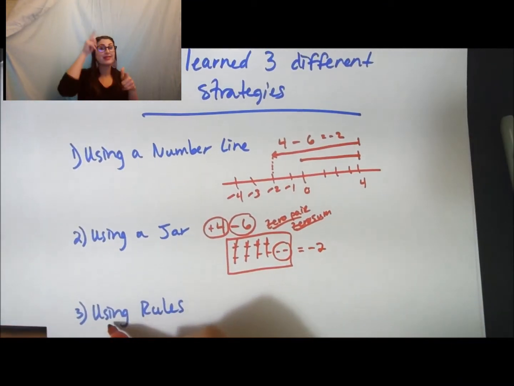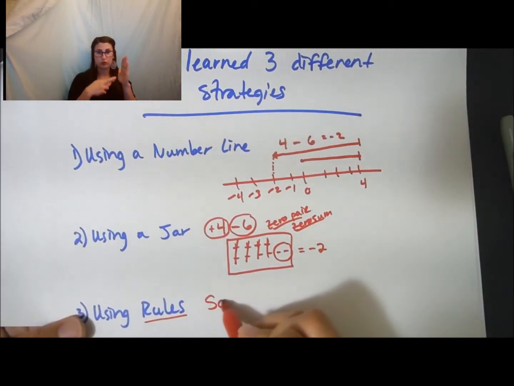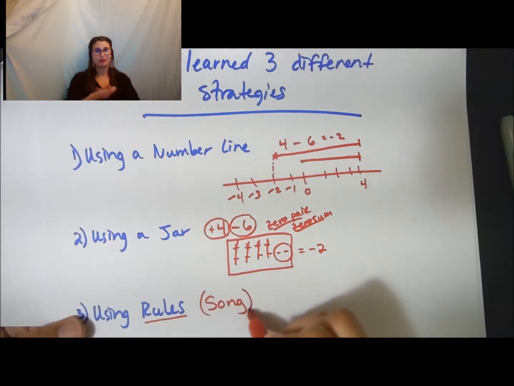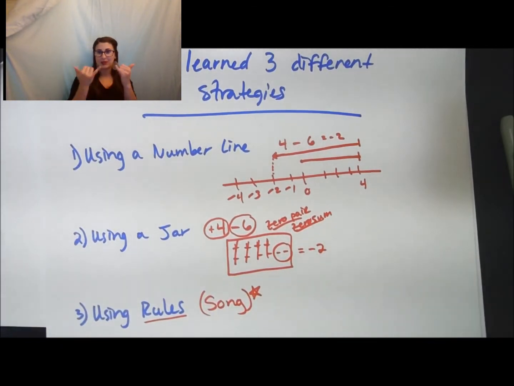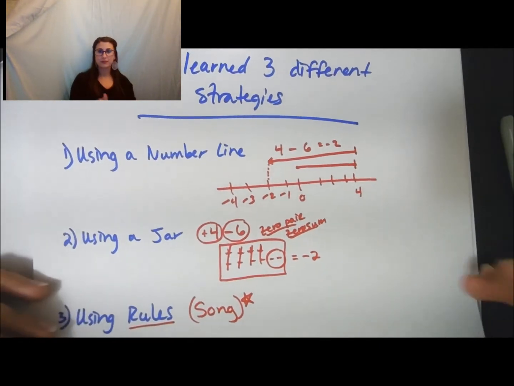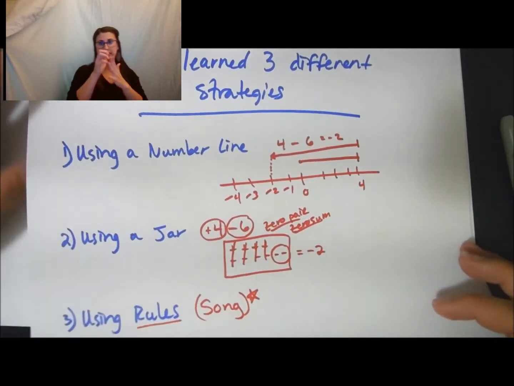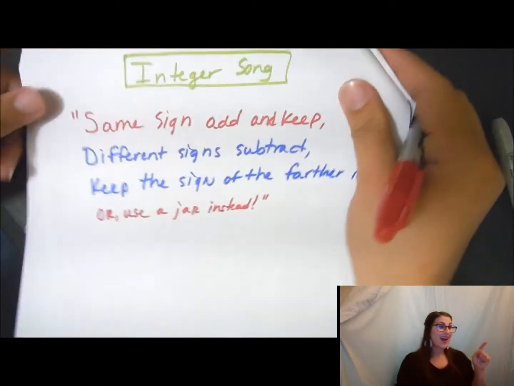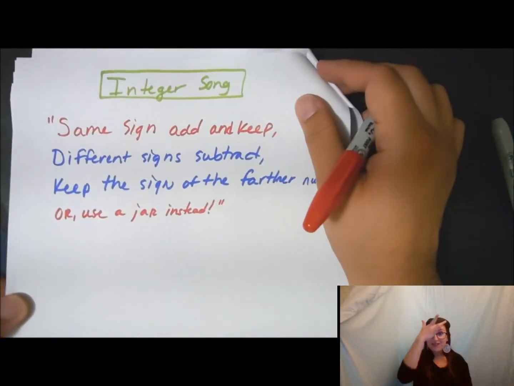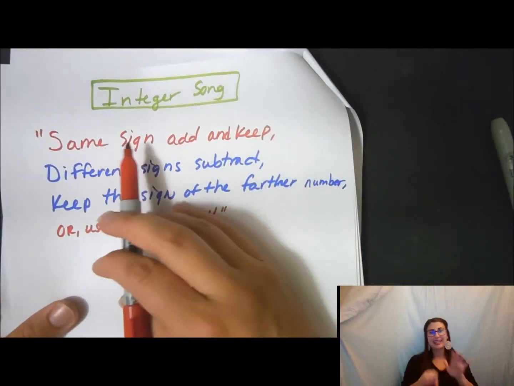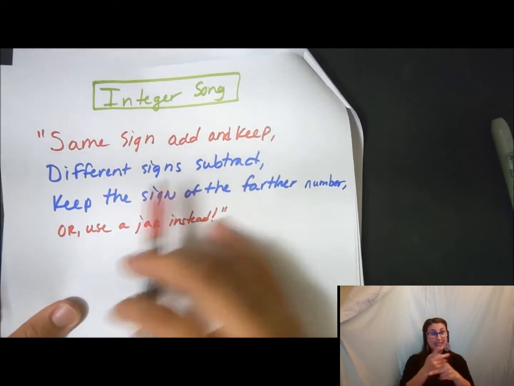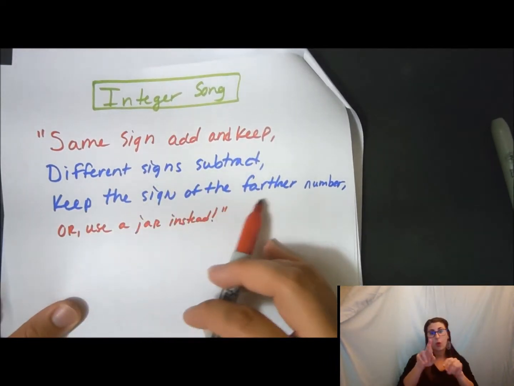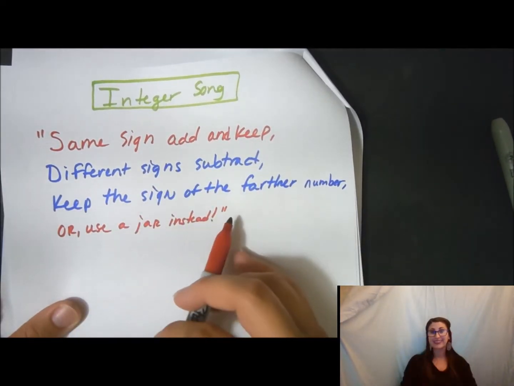And then we went over rules, and we used the integer song. You guys loved singing that song. We're going to be using that song today as we are reviewing how to add and subtract integers. So here's the song in case you forgot. It goes: same sign, add and keep, different sign, subtract. Keep the sign of the farther number, or use a jar instead.